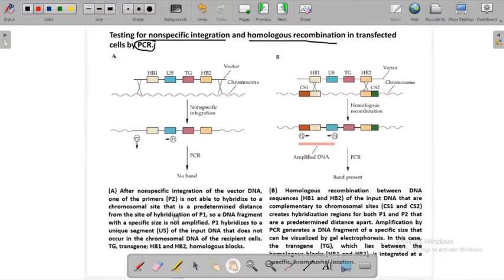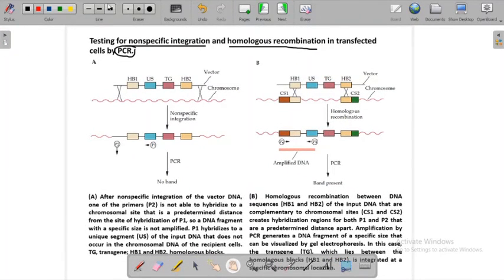Now here, if you see how exactly we need to construct the vector, this is very important. Here there is a homologous binding site. This is a unique segment which is compatible to one of the primers, basically the reverse primer, which is here. Then the next one is the targeted gene, that is a very important gene for us, and the next one is the second homologous binding site.